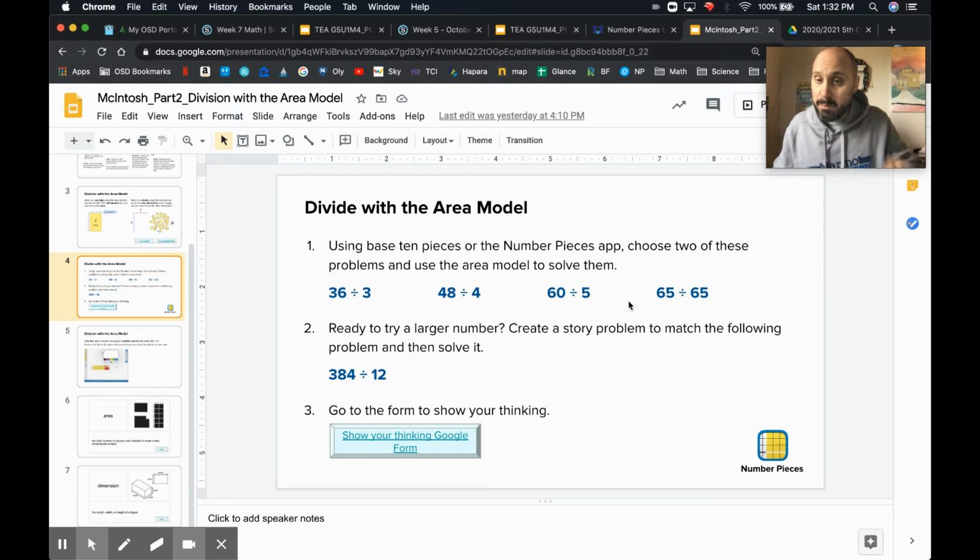Mack's going to show you right now. Choose 2 of the problems and use the area model to solve them. So you could choose any 2 of these problems and use the area model to solve them. I'm going to do one right now.